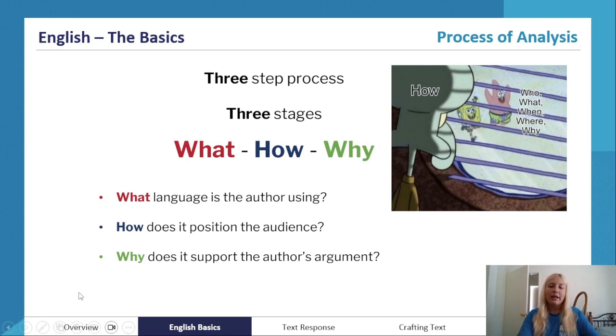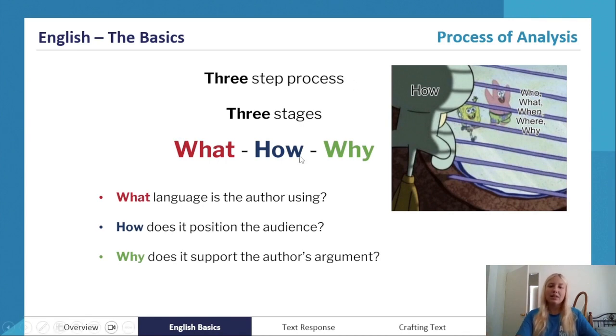And then the why. So, the why is all about why it supports the author's argument. So it links back to the topic sentence, essentially saying, how does that make that argument more convincing? How does it contribute to it? Or it links back to the contention, the overall argument to the piece, and analyzes how it makes that big argument seem more convincing, how it achieves that.